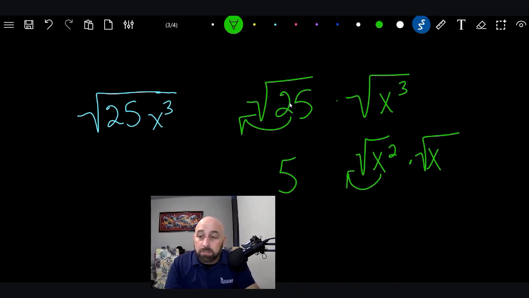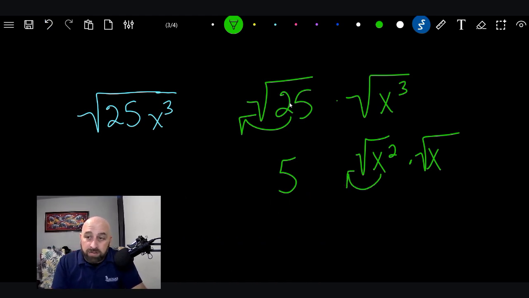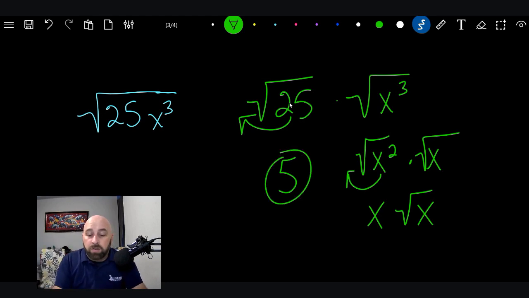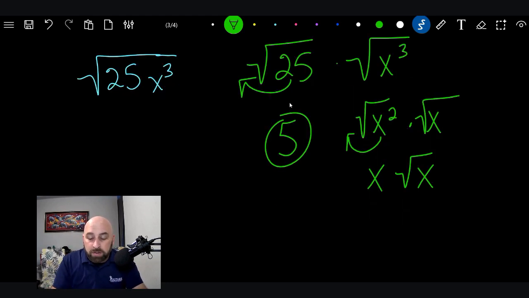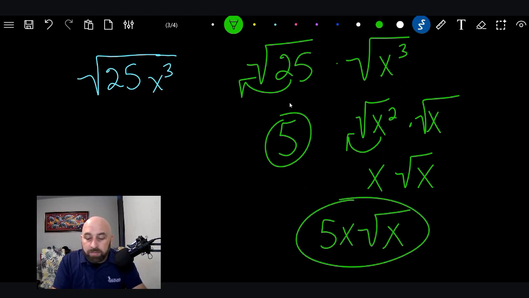What comes out? Well, x comes out. The square root of x squared is x. And then what stays in? x stays in. So we have an x that stays in and an x that comes out. We combine it with the 5. So we have 5x square root of x. That would be our answer there.